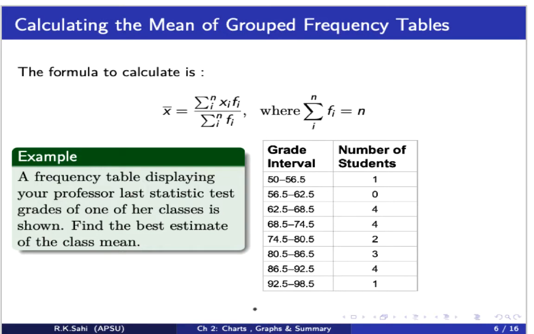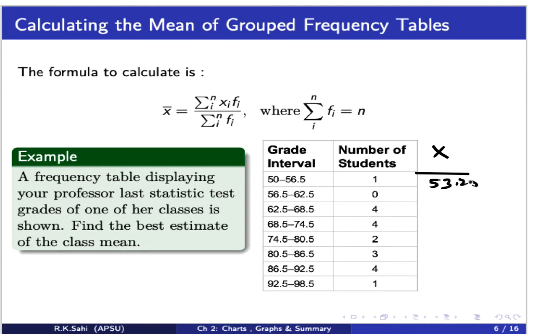Now, if I want to find out the mean of this, it's not going to be easy, because how do I work with this grade interval? So what we normally do is, instead of writing an interval, we will write it down as one value. We will take the midpoint of this interval. So we will say x, this is the midpoint. So we will do 50 plus 56.5. So the midpoint comes out to be 53.25.